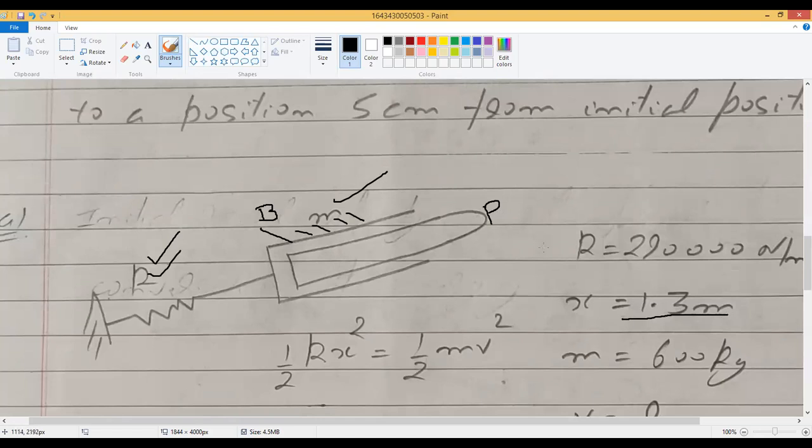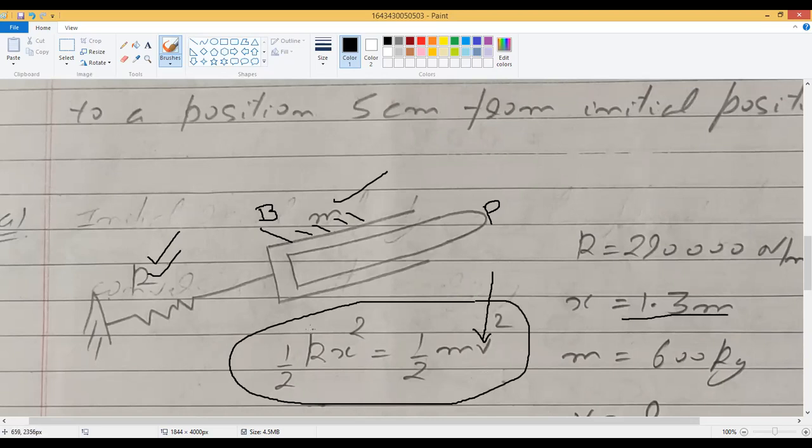So obviously, if the mass is known, we can conserve the energy to find out the initial velocity of the barrel. We know the stiffness of the spring, we know the distance through which the mass recoils, we know the mass of the gun barrel itself.